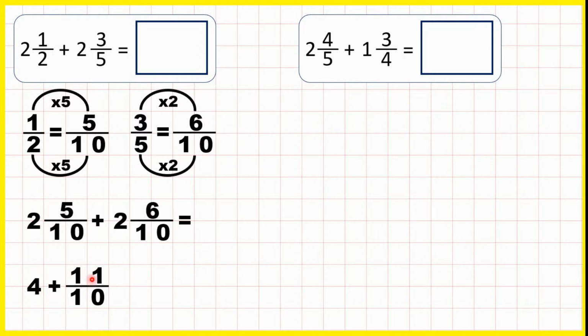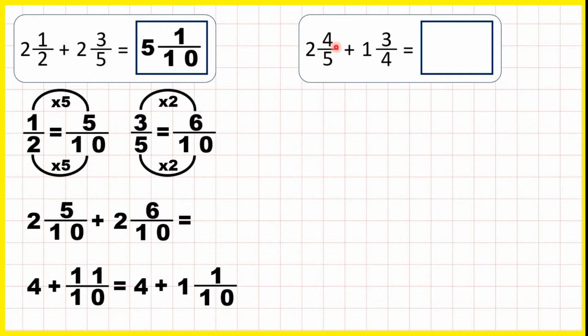So instead of 4 plus 11/10, we have 4 plus 1 and 1/10, because 11 divided by 10 is 1 remainder 1, and the denominator stays the same. So now 4 plus 1 is 5, we keep the 1/10, so our answer is 5 and 1/10.